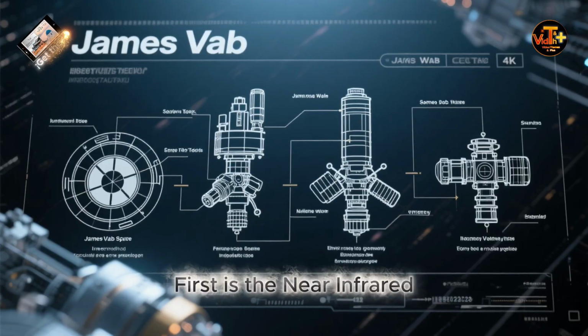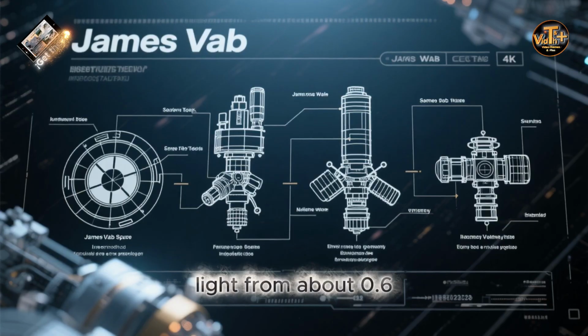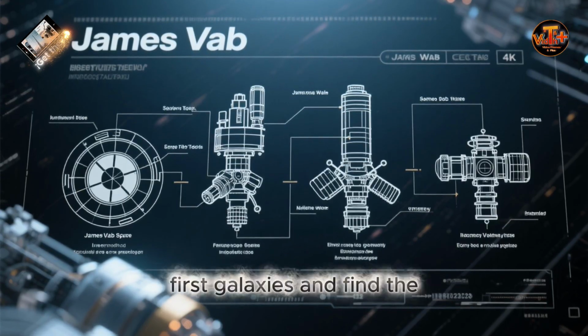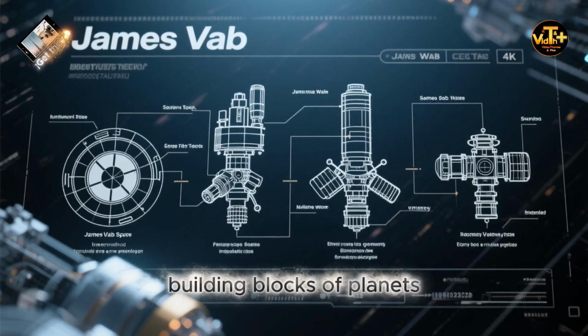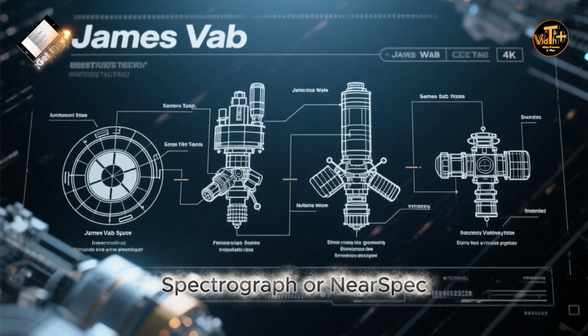First is the near-infrared camera, or NIRCam, which captures near-infrared light from about 0.6 to 5 microns. This lets us see back to the first galaxies and find the building blocks of planets. Next is the near-infrared spectrograph, or NIRSpec.